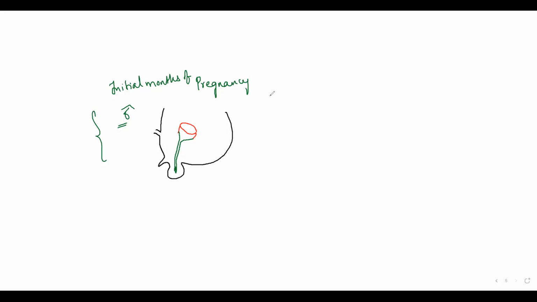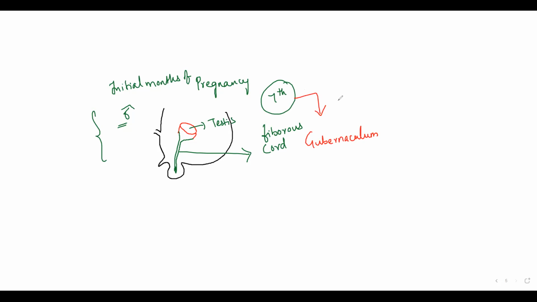But during the 7th month, the magic begins. What happens is this cord, which is a fibrous cord, this is your testis. This fibrous cord is none other than the gubernaculum. This gubernaculum, during the month of 7th, it starts contracting. As it contracts, what happens is it's been pulled. So the testis is being pulled.